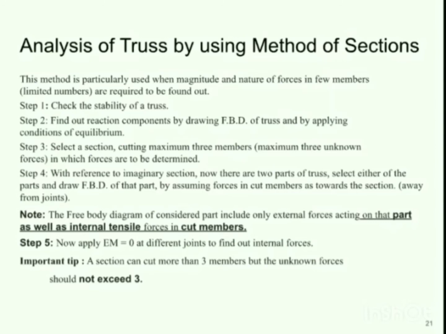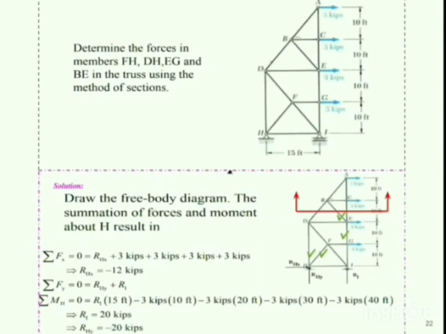Now let us see how to use this method by using one example. So this is a truss. Over here it is said that we need to determine the forces in members FH. FH, you can see it's an inclined member at the bottom. DH is the vertical member. EG is the horizontal member, and BE is again the inclined member.